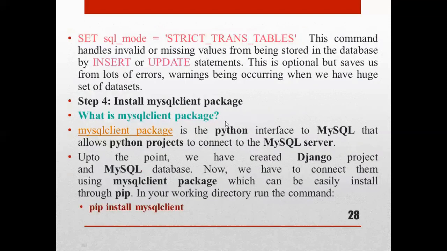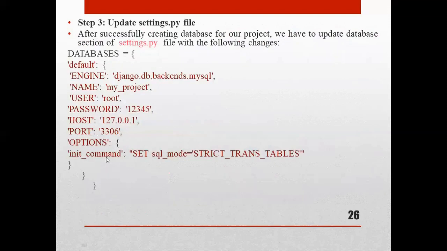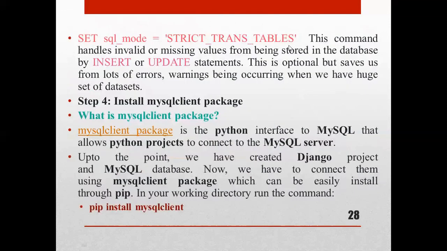Then we have to set that SQL mode here. We have set the initialization command, like we have to set the SQL mode strict trans tables here. This command prevents invalid or missing values from being stored in the database by insert or update statements. So this is optional, but it can save us from lots of errors, like warnings occurring whenever we have a huge set of data. At that time we can use that SQL mode for storing the data into the database by insert or update statements.